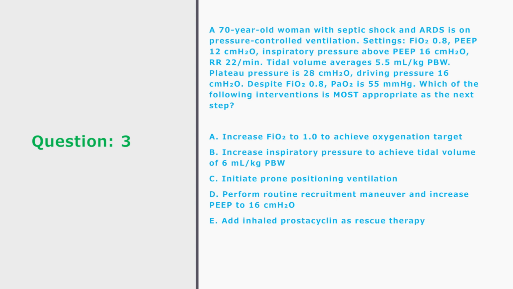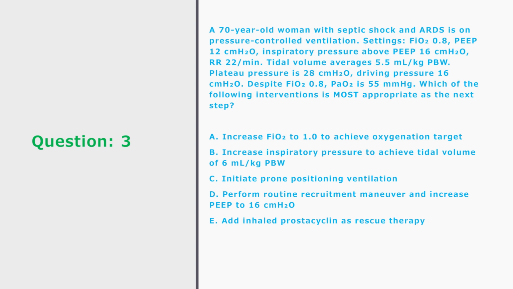Question 3. A 70-year-old woman with septic shock and ARDS is on pressure-controlled ventilation. Settings: FiO2 0.8, PEEP 12 centimeters of water, inspiratory pressure above PEEP 16 centimeters of water, respiratory rate 22 per minute. Tidal volume averages 5.5 milliliters per kg predicted body weight. Plateau pressure is 28 centimeters of water, driving pressure 16 centimeters of water. Despite FiO2 0.8, partial pressure of oxygen is 55 millimeters of mercury. Which of the following interventions is most appropriate as the next step?